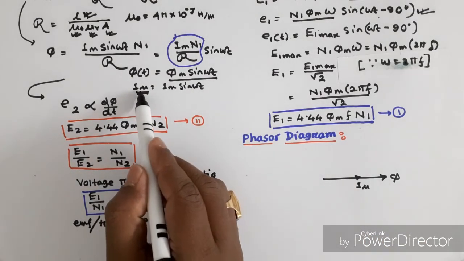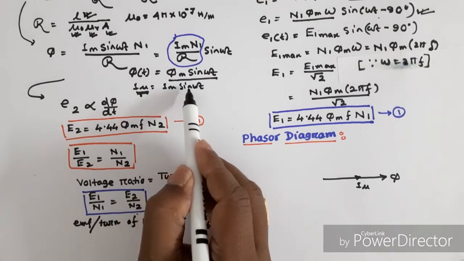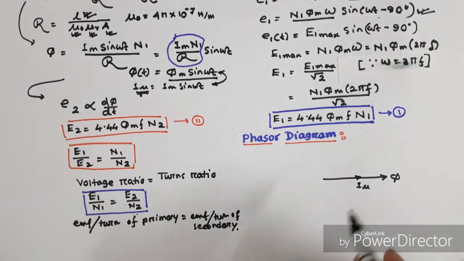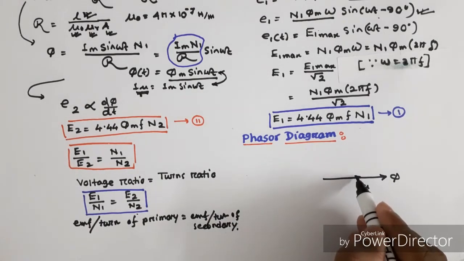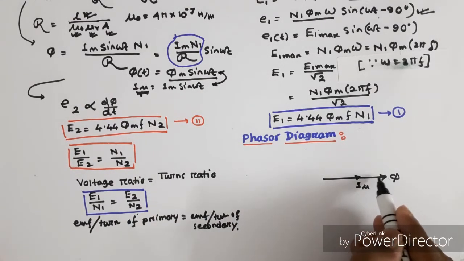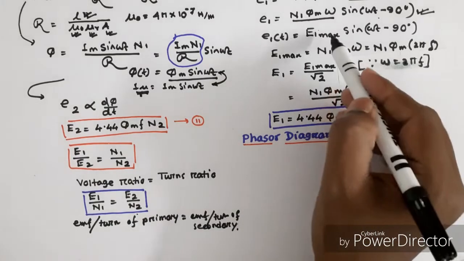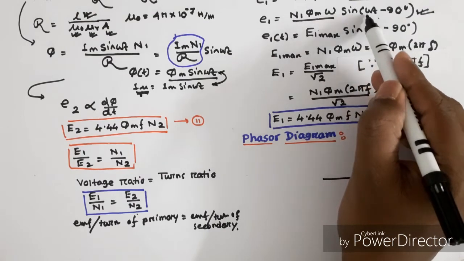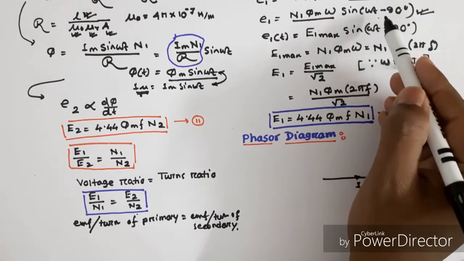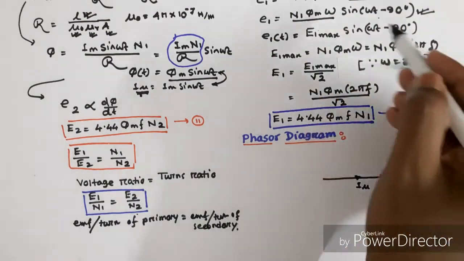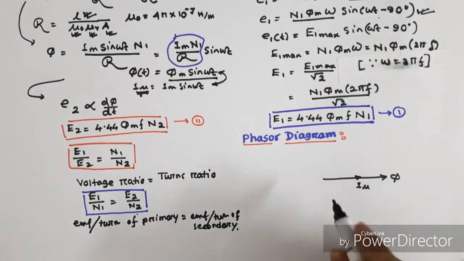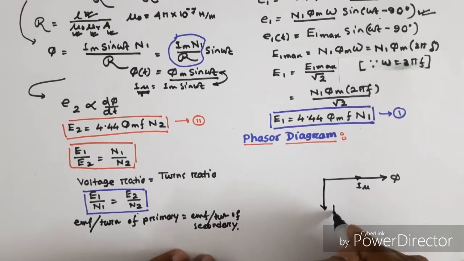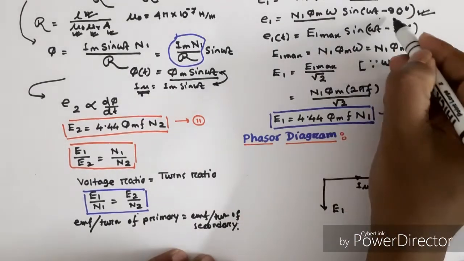Now the magnetizing current I mu equal to I m sin omega t, in the same phase. That means the magnetizing current will be in phase with phi. From here we see the induced EMF is sine of omega t minus 90 degree. That means induced EMF E1 lags phi by 90 degree.